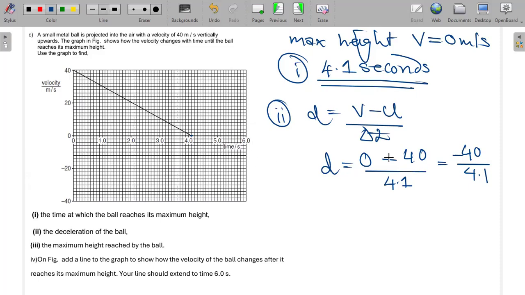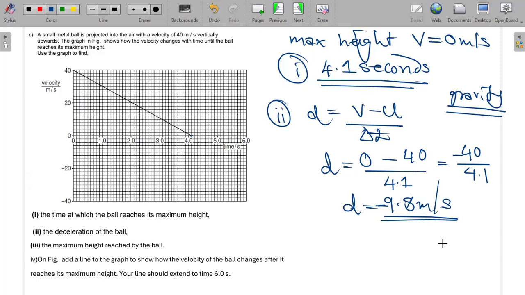9.756, so 9.8. So deceleration was equal to 9.8 meters per second. This is negative. So you can tell the deceleration is basically equal to the acceleration due to gravity. That's why I said the acceleration acting on this particular object is the acceleration due to gravity. That's why the rate at which this ball is decelerating as it is going up is equal to the acceleration due to gravity, which is 9.8 meters per second squared. Okay, that is part 2.